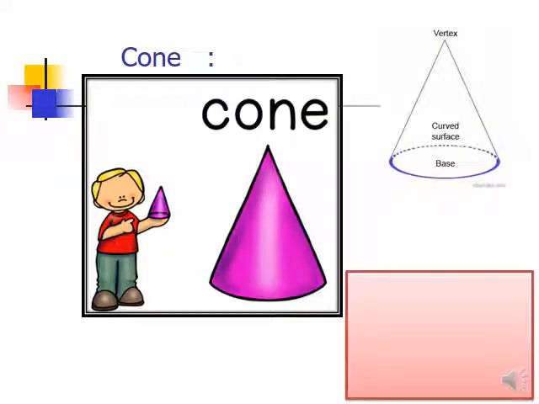Now we will talk about the cone. A cone has 2 faces. A cone has 1 vertex. A cone has 1 edge.